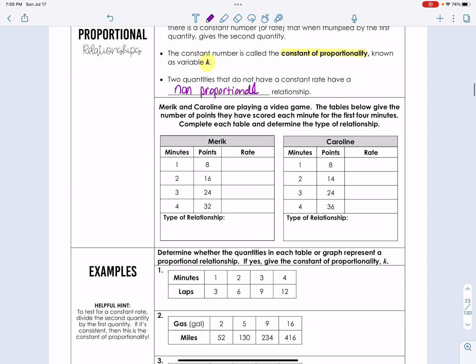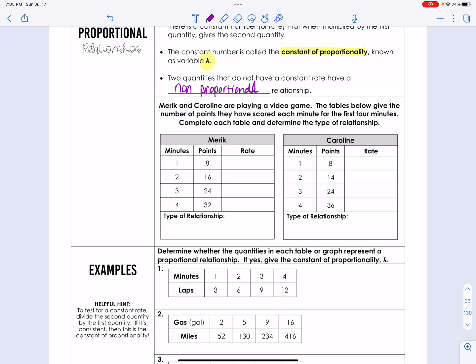So what you're doing is points per minute. If I do 8 divided by 1, my answer is 8. 16 divided by 2 is 8. 24 points in 3 minutes is 8. 32 points in 4 minutes is 8. So this is proportional because it stays 8. He's staying at a constant rate. And that's what it means to be proportional.